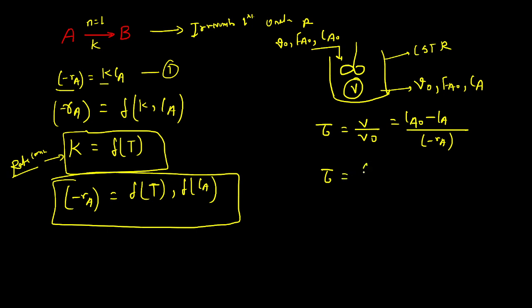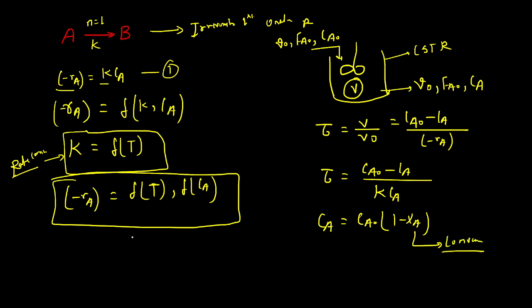So can I write tau equals CA naught minus CA upon K CA, since the reaction is of the first order, and this CA at the exit of the reactor is equals CA naught into 1 minus XA, where XA is our conversion in the reactor. So this is the basic design equation of the continuous stirred tank reactor. Here you can see now the value of the rate constant is there.